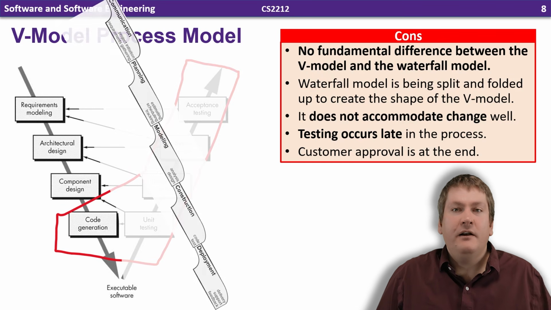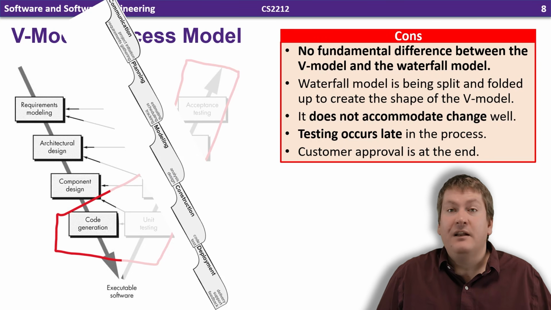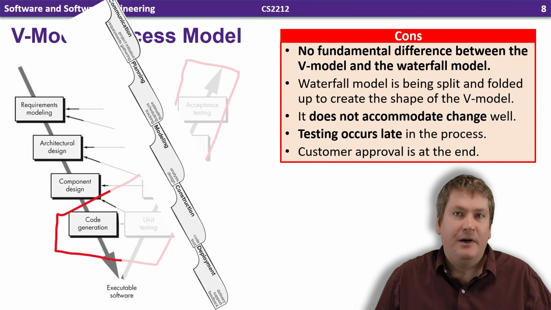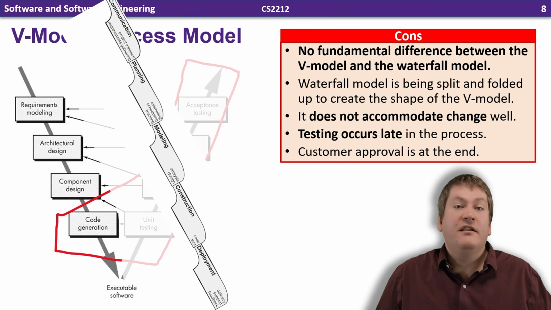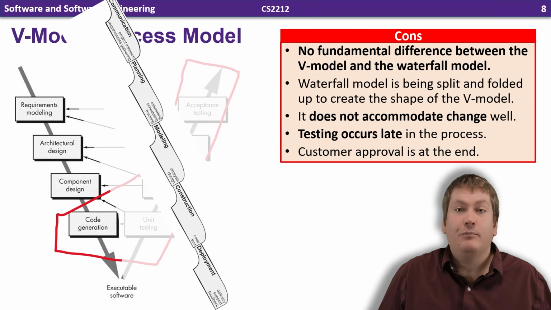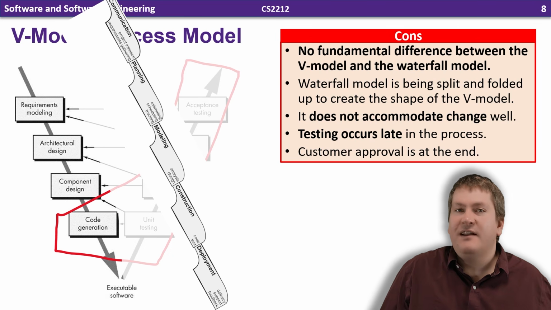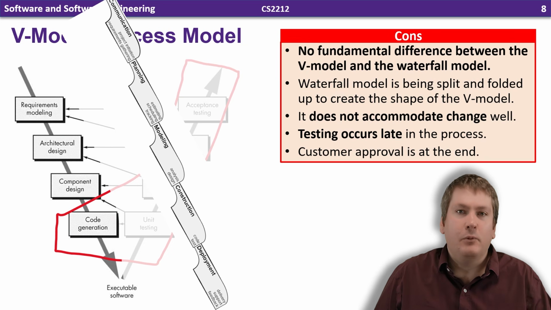The waterfall model here is being effectively split and folded to create a V shape, with some activities being split up. This means that it's going to have the same negatives as the waterfall model. It does not accommodate change well, testing still occurs too far late in the process, and customer approval isn't sought until the end of the process, meaning that we're still not including stakeholders through the whole process. So while we might get a small advantage in that testing's more well-defined and more encouraged, it basically is the waterfall model.